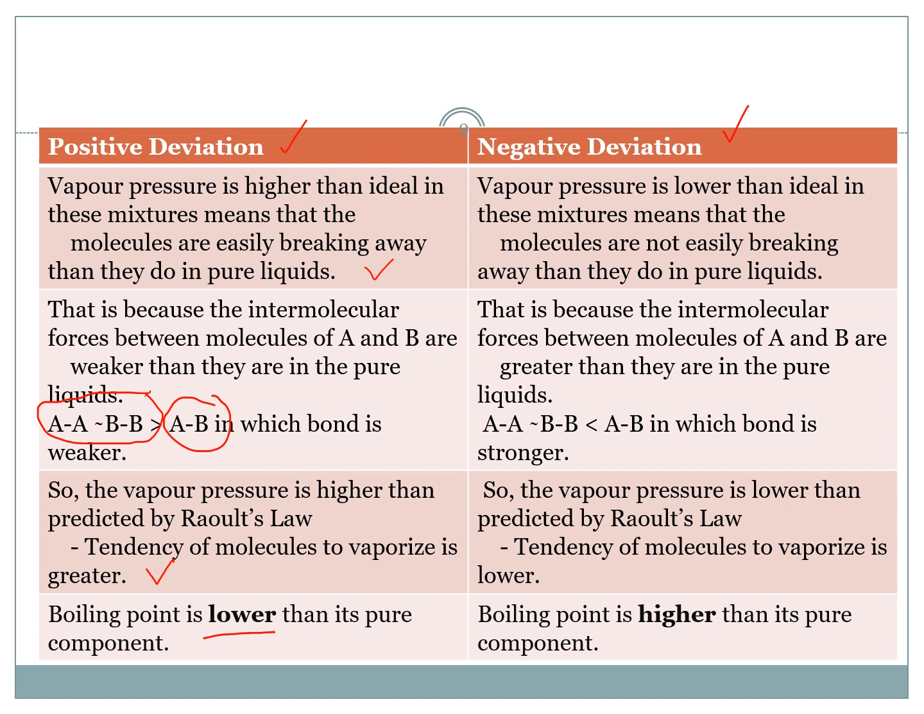And then for negative deviation, vapor pressure is lower than ideal in this mixture, means that the molecules are not easily breaking away than they do in pure liquid. That is because the intermolecular forces between molecules of A and B are greater than they are in the pure liquid. So the vapor pressure is lower than predicted by Raoult's law. So maknanya the tendency of molecule to vaporize is lower. So that's why the boiling point for negative deviation is higher than its pure component.